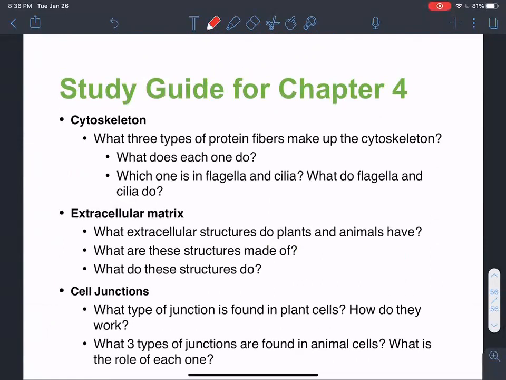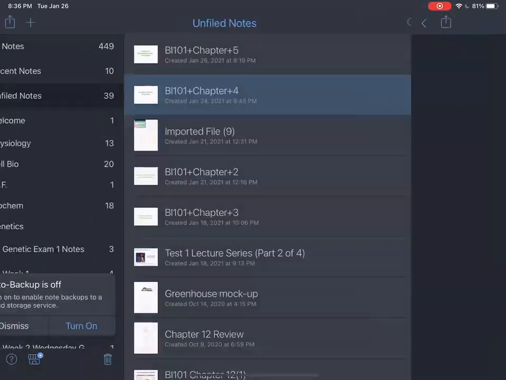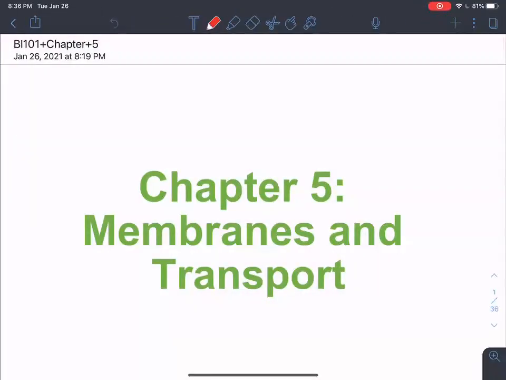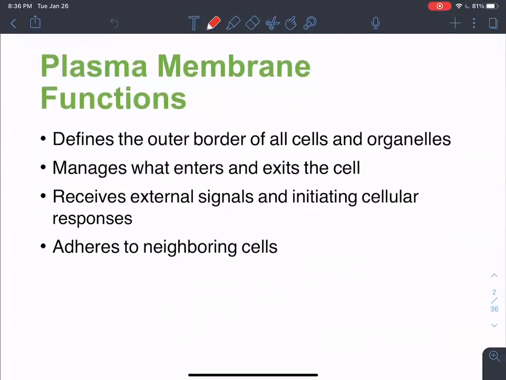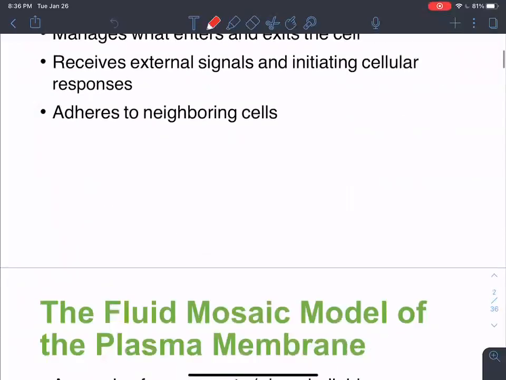All right, so now we're going to jump right into chapter 5, and we're going to start with membranes and transport. Plasma membrane functions: they define the outer border of all cells and organelles. That's what a plasma membrane does. It manages what enters and exits the cell. It receives external signals that initiate interior cellular responses. It also adheres to neighboring cells. So that's what the plasma membrane does.